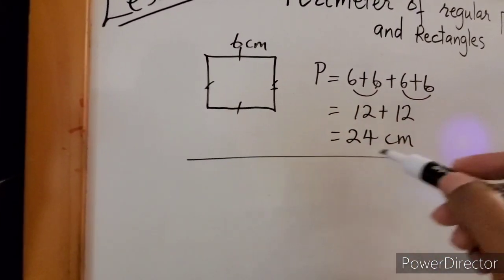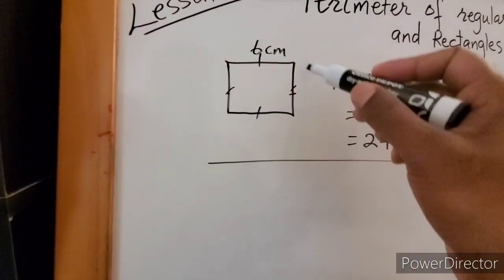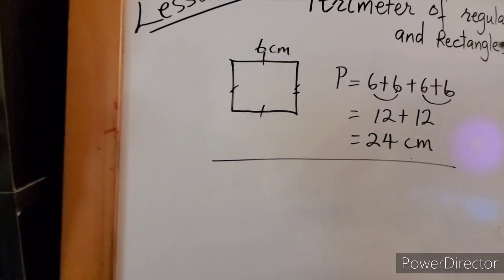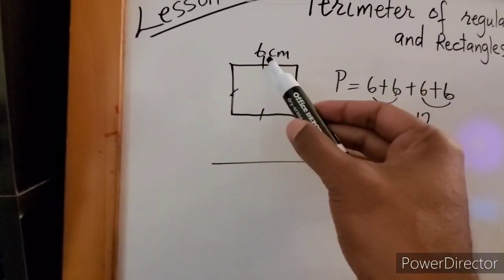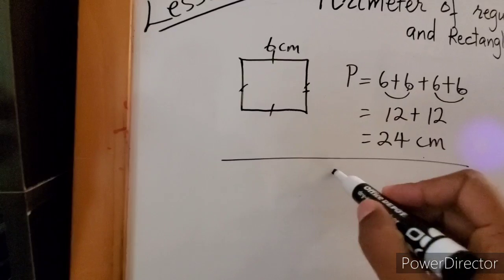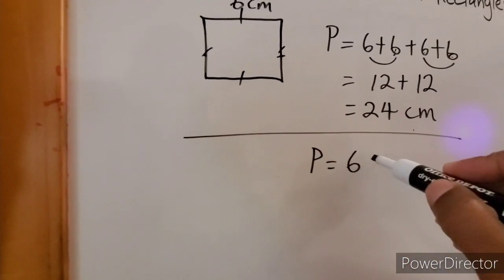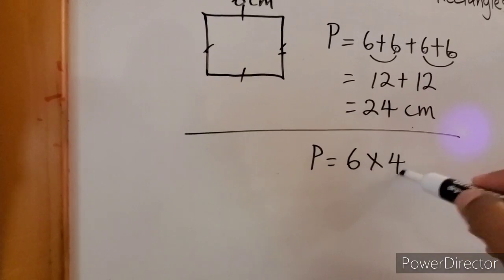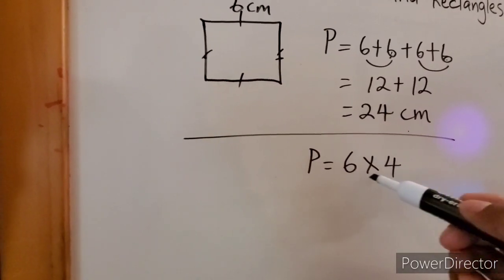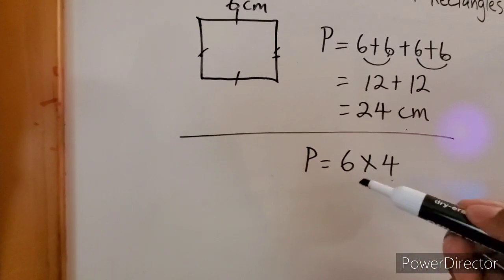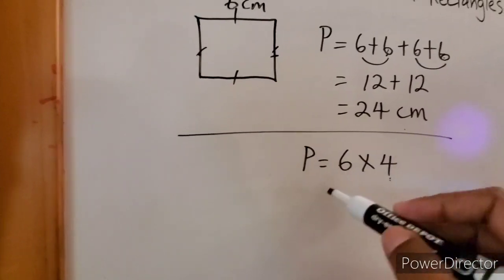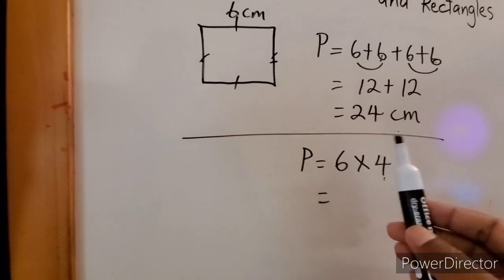If there are 4 sides here on the regular polygon, which is a square, and one of the sides is 6, then the perimeter is equal to 6 times 4, because it has 4 sides and each of the sides measures 6. So it's 6 times 4.